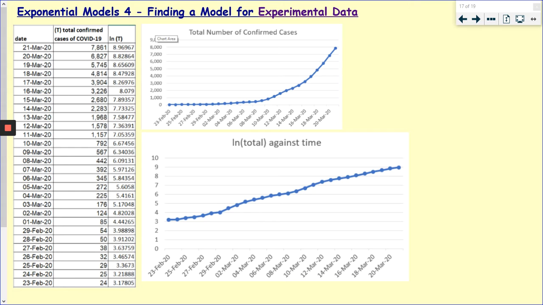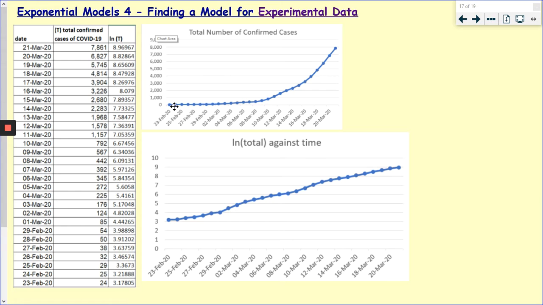So if you look here, we've got the total number of confirmed cases of COVID-19 from the 23rd of February to the 20th, to the 21st of March, roughly a month. The month where this was really starting to kick off, and everyone was saying that this is exponential growth. So let's have a look at it, and you can see with this graph that it does look very much like exponential growth. Problem is, there's a lot of things that look like exponential growth. Even a quadratic curve can look a bit like an exponential curve.